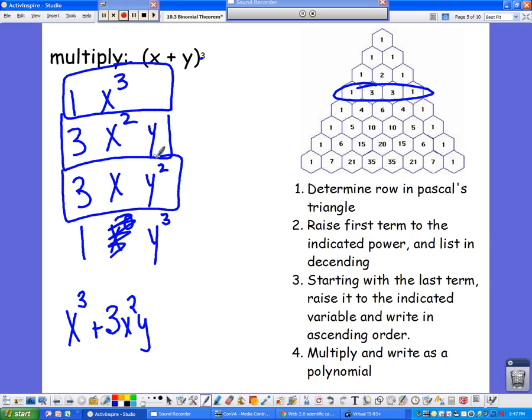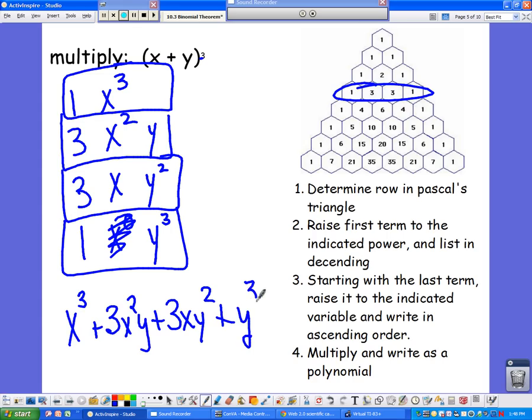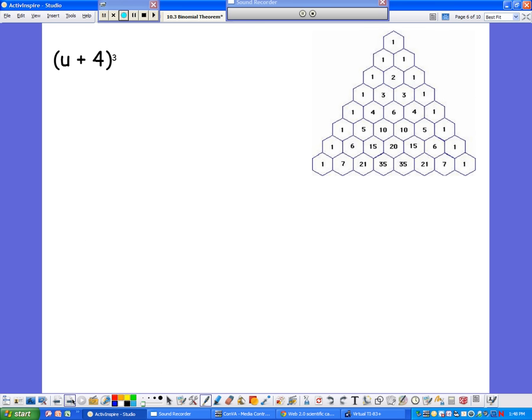This one is plus 3xy squared, and the last one is plus y to the third. And remember that coefficient on the y is a 1. Okay? So let's go ahead and take another look at another example, but where the last term is a number. Okay? You're actually going to follow the same pattern that you did before.